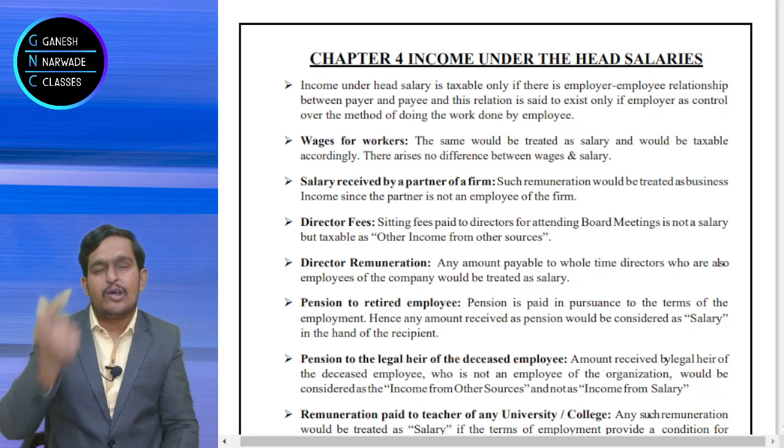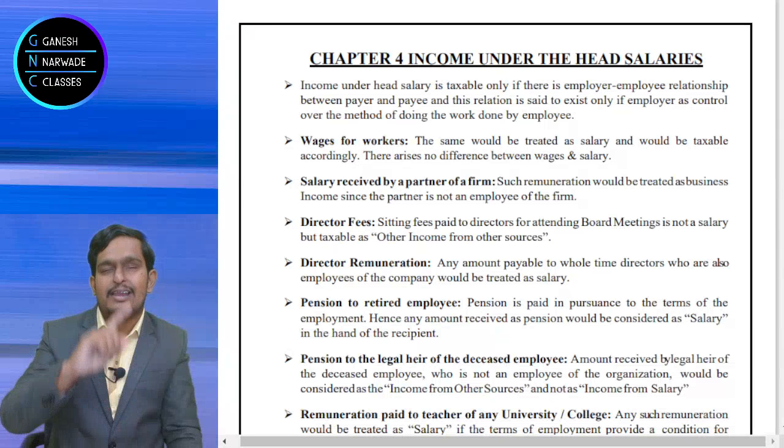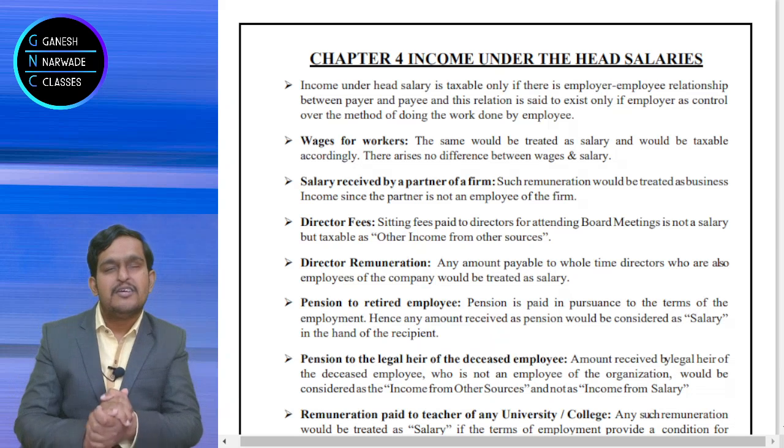So 5 heads. Chalo, repeat with me. First one, income from salary. Second one, income from house property. Third one, income from business and profession. Fourth one, capital gains. Fifth one, other sources.